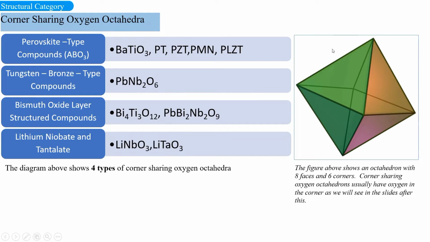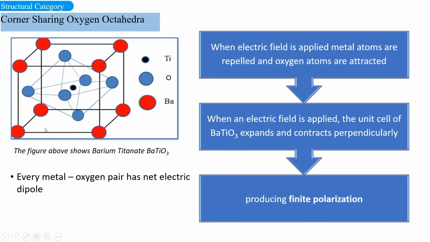So what is an octahedra? Right here I have pasted a picture which looks like two pyramids joined together. So this is an octahedra. For a corner sharing oxygen octahedra, the oxygen will be at the vertices or the corners. Here I've given an example, which is barium titanate, and here you can see the octahedra shape, whereby the oxygen is at the vertices or the corners.